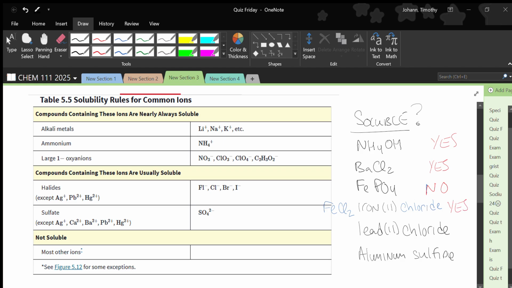Shall we do the last two? Okay, we'll do the last two. Lead 2 chloride. Is lead up over here on the right-hand side? We're going to see it on the left-hand side. So chloride. Chloride is right here. Is lead one of our exceptions? Lead 2, in fact, is an exception, so not soluble. Questions on this?